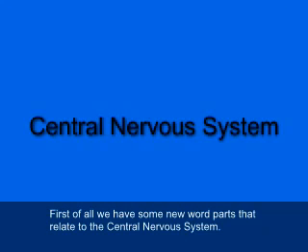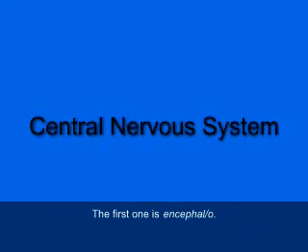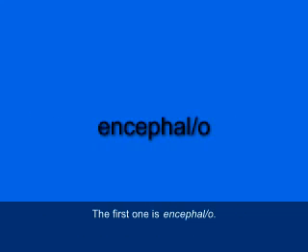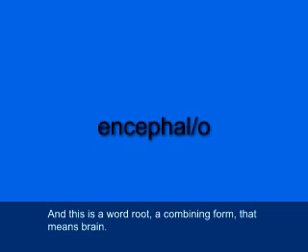Now let's look at some of the new ones here. First of all, we have some new word parts that relate to the central nervous system. And the first one is encephalo, E-N-C-E-P-H-A-L-O. And this is a word root or combining form that means brain.